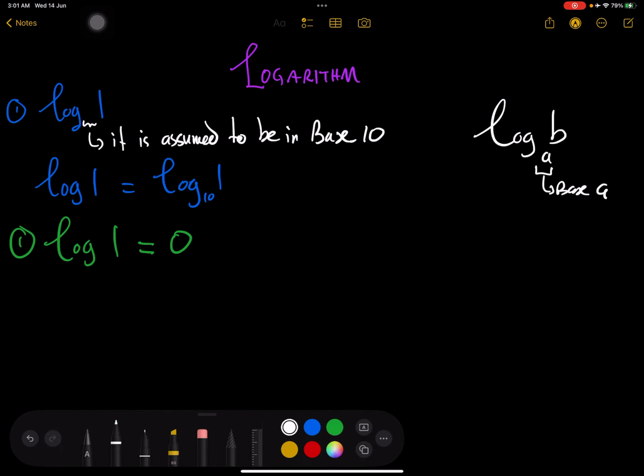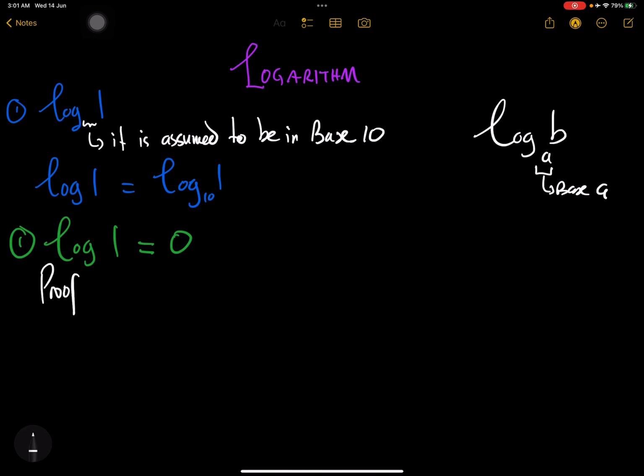Let's look at the proof of that. Now, log 1, since we don't know what the answer is, we'll equate it to x. So that we have log 1 is equal to x, because we don't know what the answer is.